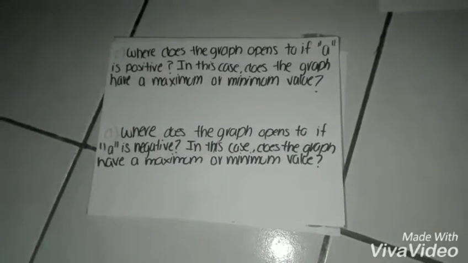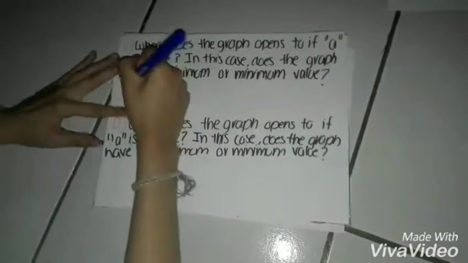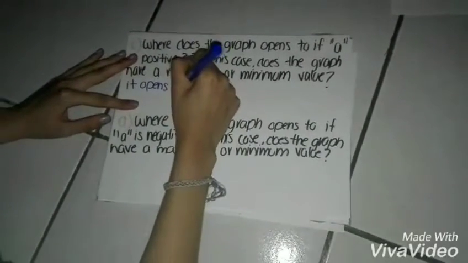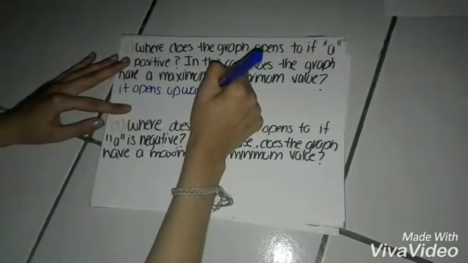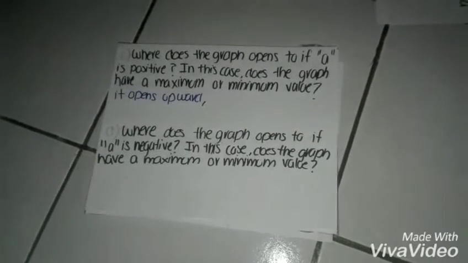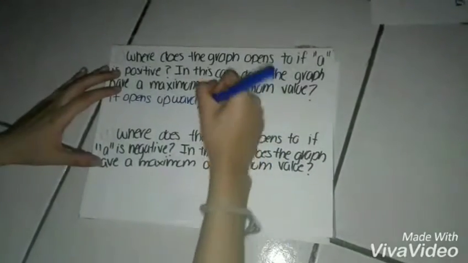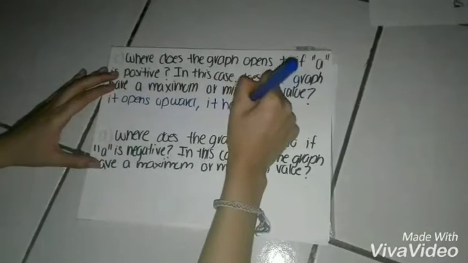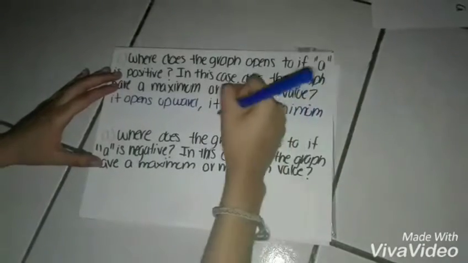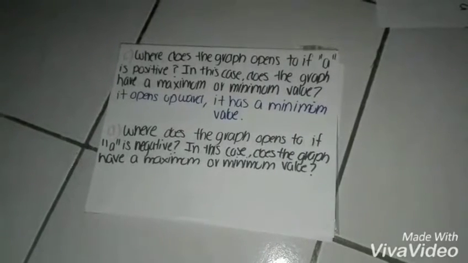Now, letter C says, where does the graph open to if a is positive? The answer is it opens upward. Then, in this case, does the graph have a maximum or minimum value? We can say it has a minimum value.